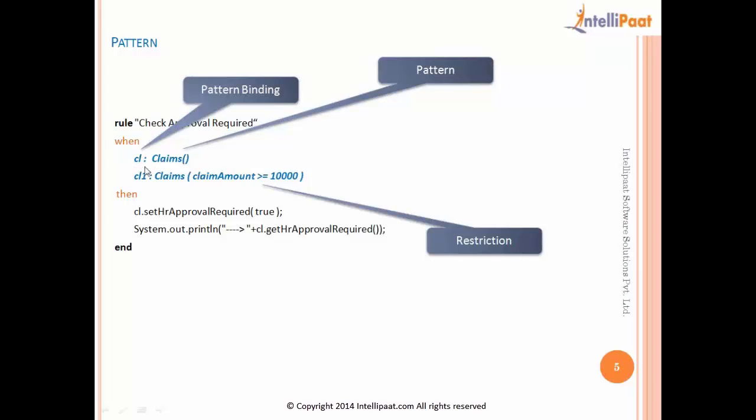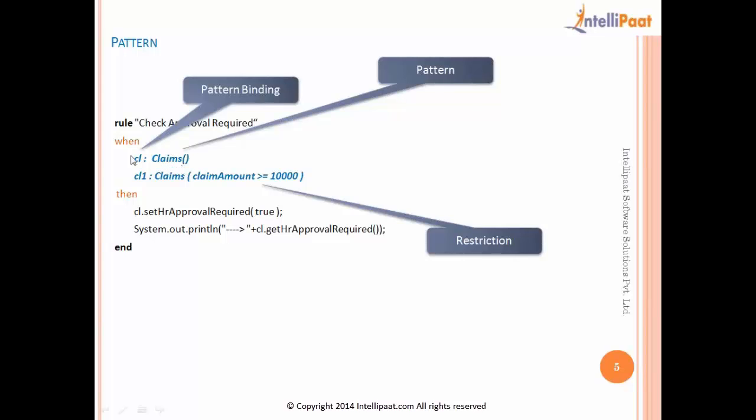And what this CL: denotes is, whatever object comes in here and matches, that object is going to be bound to this variable. This is a local variable. This variable can be used in the then condition. So this is like declaring a variable and binding it to the object that comes into the rule. So we have bound this claims object, whichever got satisfied, into the CL. This is the pattern binding part.